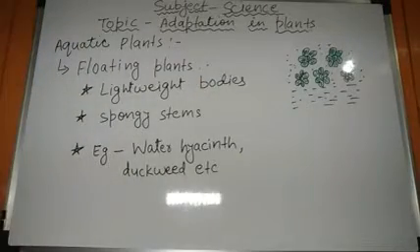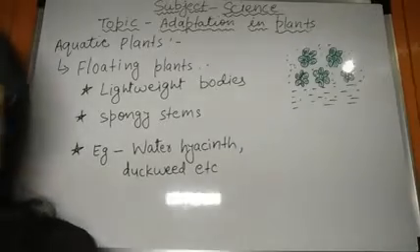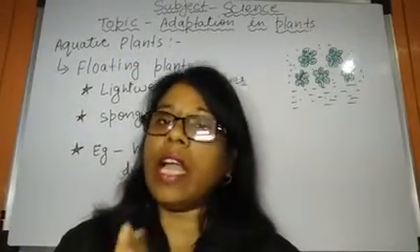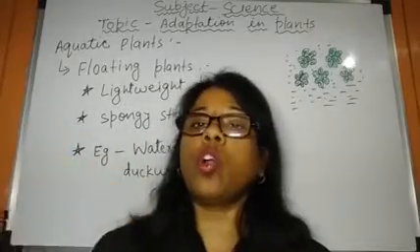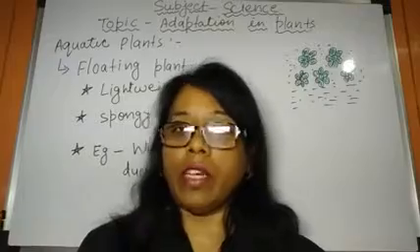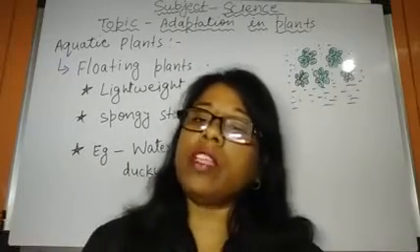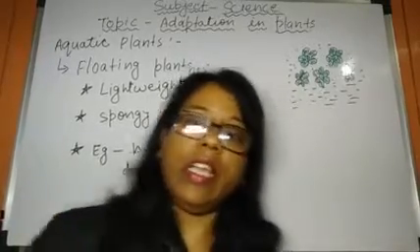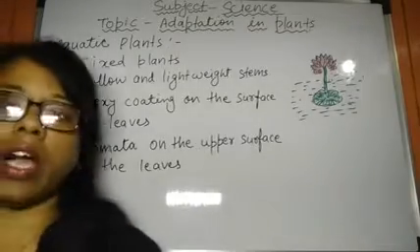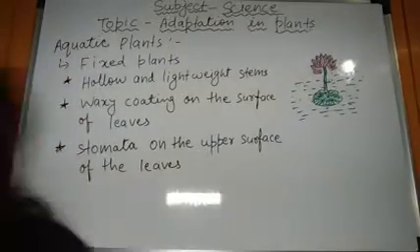Fine. So what are the examples? Examples are water hyacinth and duckweed. You can visit a pond and see that some plants float on water, and these plants are called floating plants. You go with parents and see it. Fine. The second type of aquatic plants are called fixed plants.